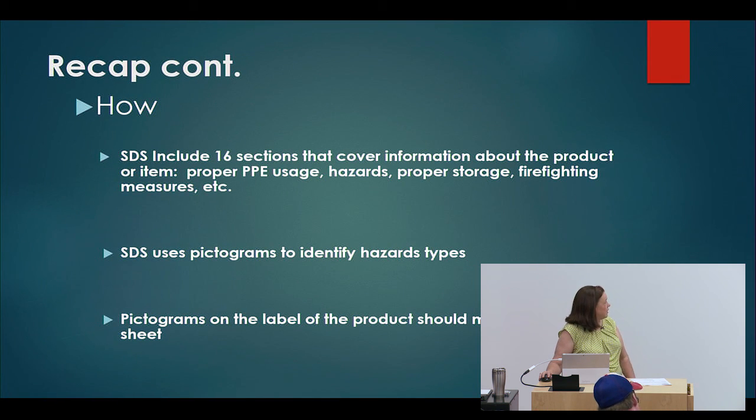How? So just some of the things about them is there's 16 sections. Some of those are proper PPE usage, hazard, storage, fire measures, etc. They use pictograms to identify hazard types, and the pictograms on the label of the product should match the SDS sheet.